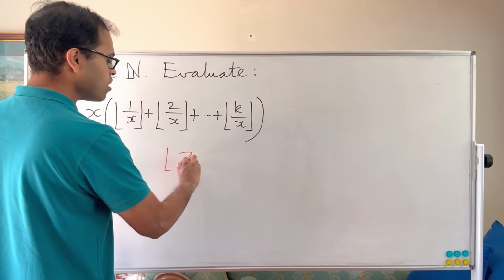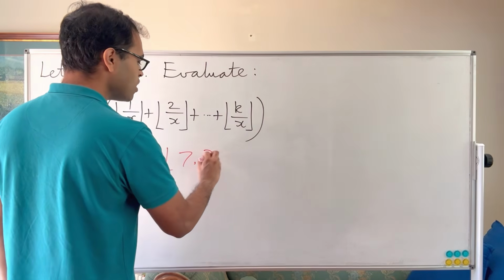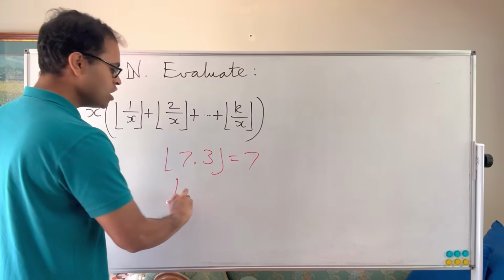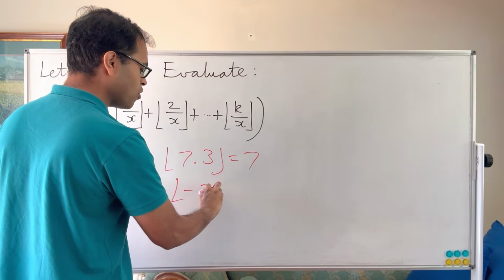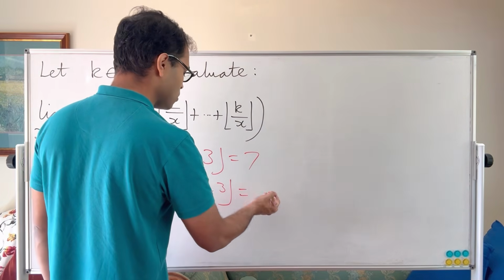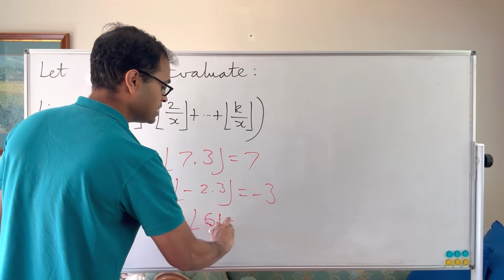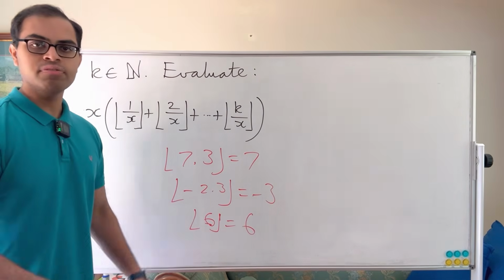If you take the floor of any number, it's the greatest integer less than or equal to that number. So the floor of 7.3 is equal to 7. The floor of negative 2.3, the greatest integer less than or equal to negative 2.3, is going to be negative 3. And the floor of 6 is of course just 6, the integer itself if it's an integer.